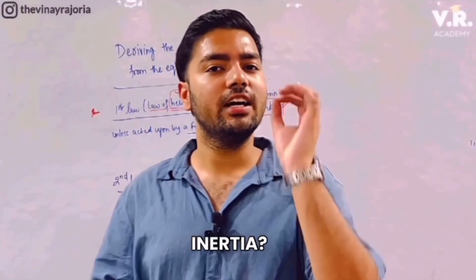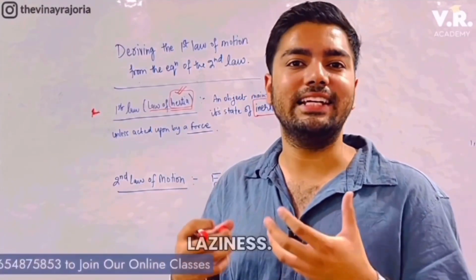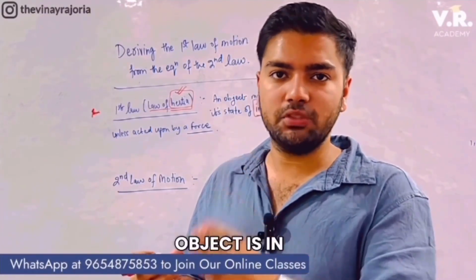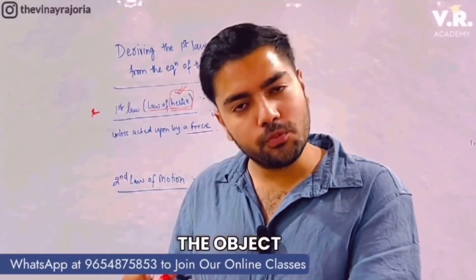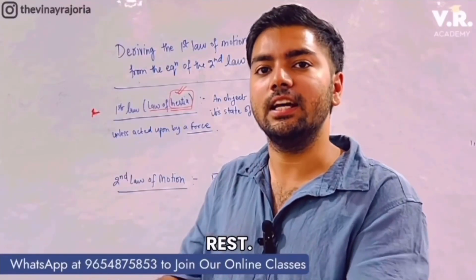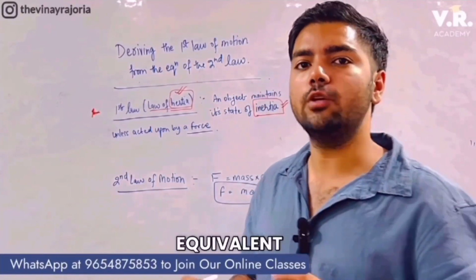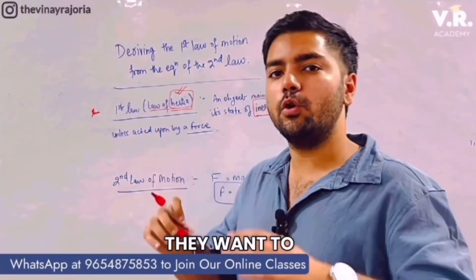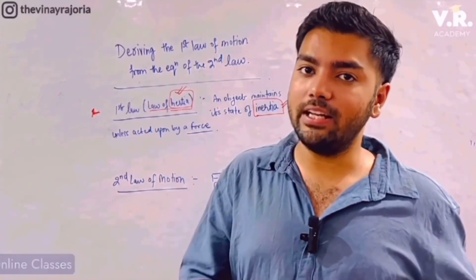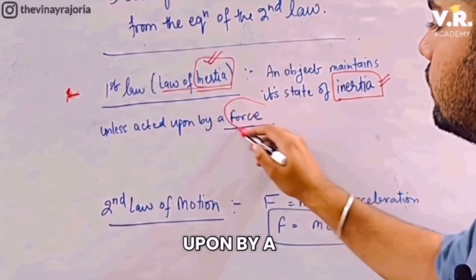Now what is inertia? Inertia is a tendency of objects which have mass, which is equivalent to something like laziness. In whatever state the object is in originally, the object wants to stay in that state. So if an object is at rest, it wants to stay at rest. If the object is in motion, then it wants to stay in motion. So inertia is the tendency of the object to stay in whatever state it is already in, unless acted upon by a force.